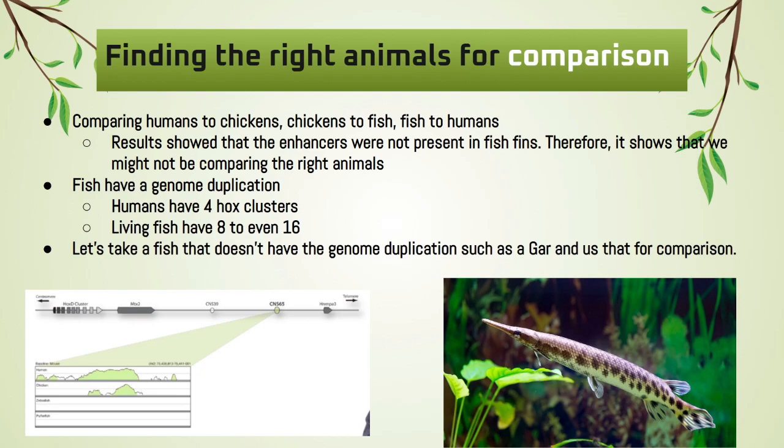For example, humans have 4 Hox clusters, while living fish might have 8 or even 16. We needed a fish or an organism that didn't have that genome duplication, something that was a little bit more similar to a human or a chicken. And that brought us to the gar as a comparison.